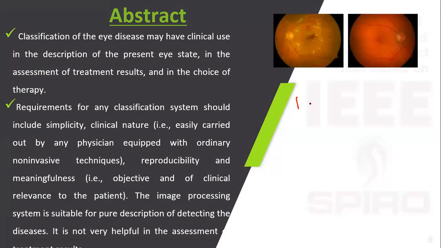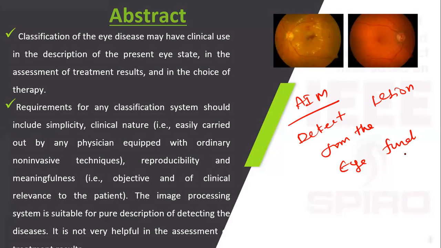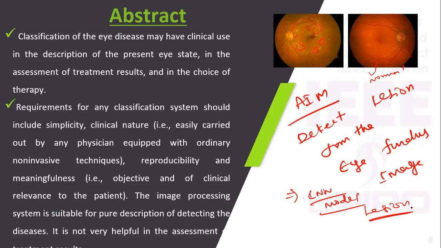Our aim of the project is to detect the lesion from the eye fundus images. This is the fundus image from the eye. These are the lesions in the image, and these are the normal images. With the help of different CNN models, we detect the normal image and the lesion image. This is a main help for screening purposes.